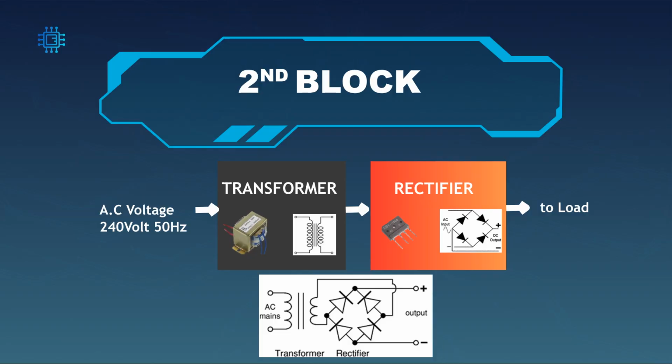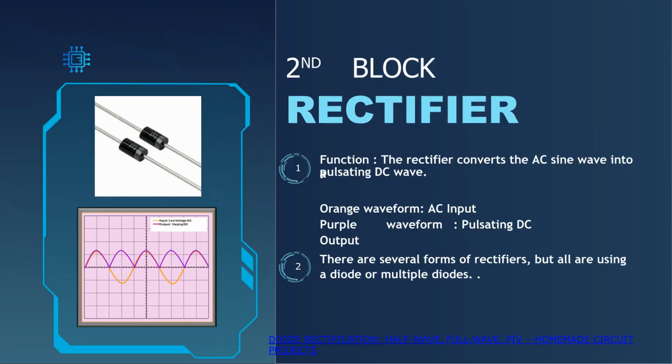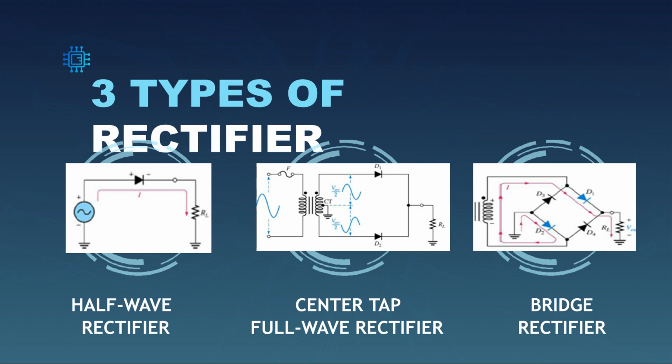Next, the second block is the rectifier. It receives the stepped-down AC voltage from the transformer. The rectifier converts the AC sine wave into a pulsating DC wave using one or multiple diodes. The oscilloscope view shows the AC input and the resulting pulsating DC output. There are three main types of rectifiers: the half-wave rectifier, the center-tap full-wave rectifier, and the bridge rectifier.